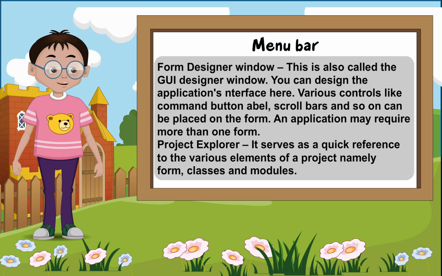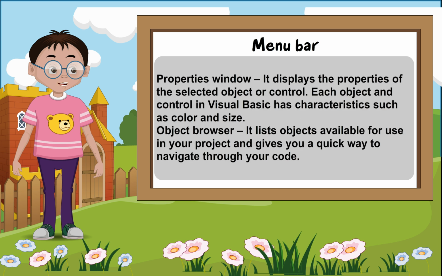Project Explorer. It serves as a quick reference to the various elements of a project, namely forms, classes, and modules. Properties window. It displays the properties of the selected object or control. Each object and control in Visual Basic has characteristics such as color and size. Object Browser. It lists objects available for use in your project and gives you a quick way to navigate through your code.